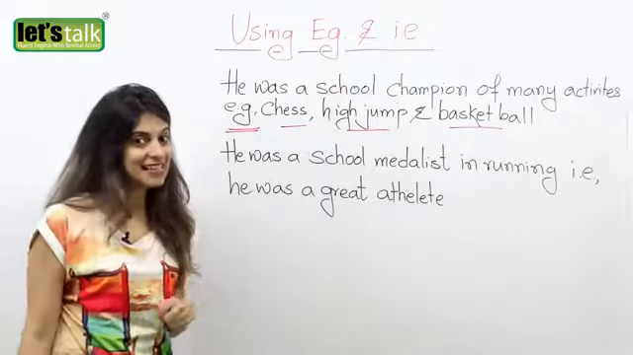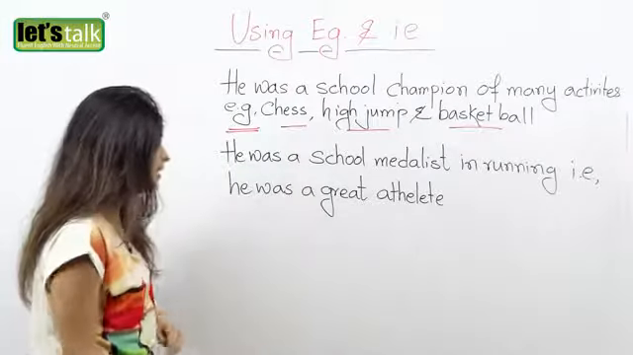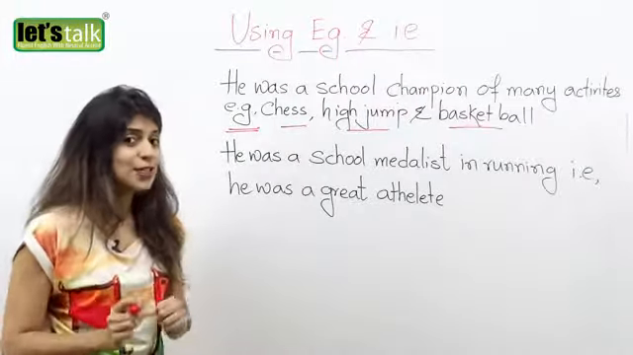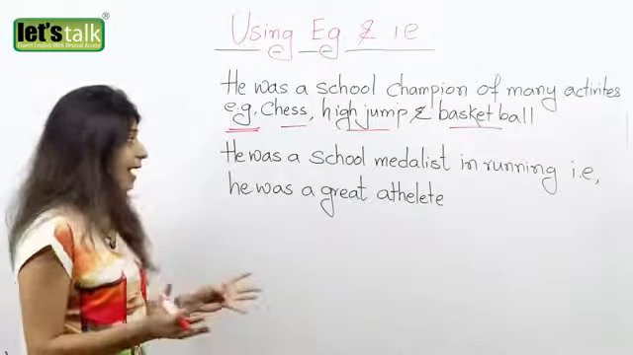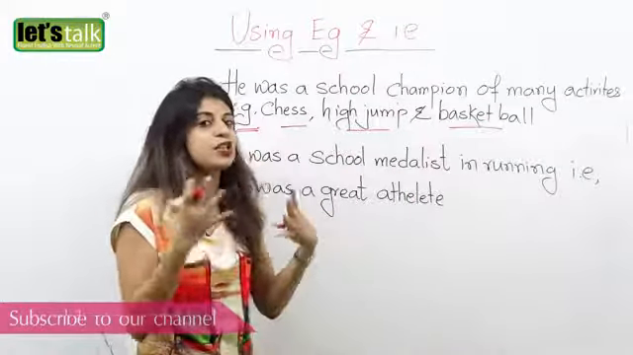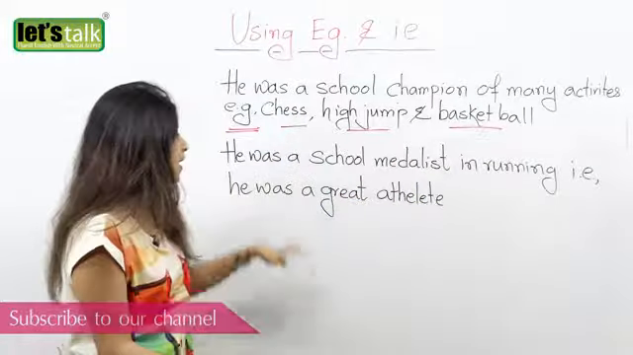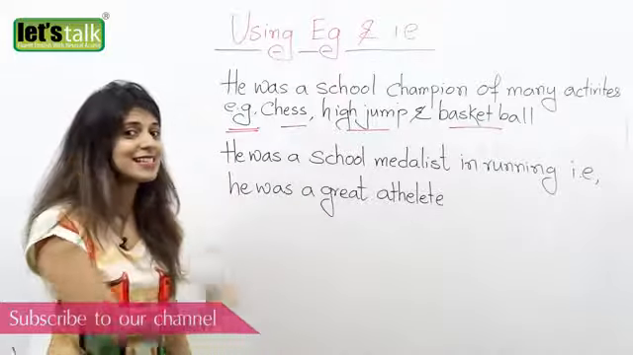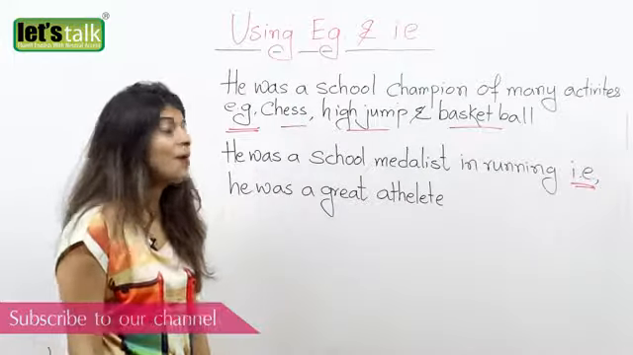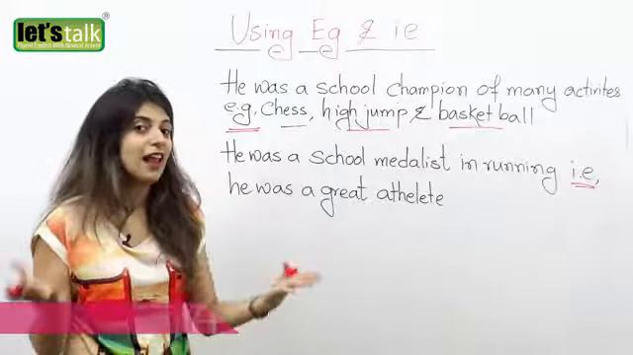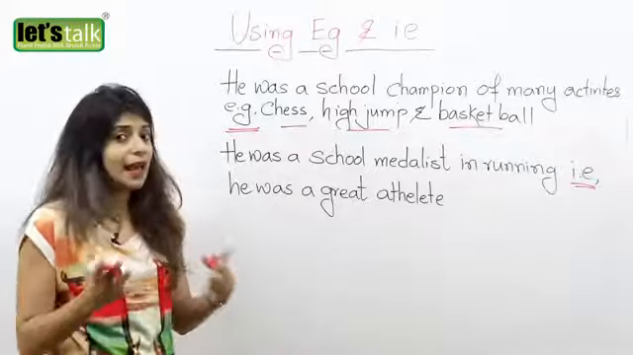If you look at the next sentence here, he was a school medalist in running, i.e. he was a great athlete. So here I am clarifying what I have just written. That yes, he was a school medalist. This means he was great in running. Now I'm explaining this in other words. He was a great athlete. And that's exactly the reason why I have used i.e. That's the abbreviated form of that is, or in other words. So, he was a school medalist in running, i.e. he was a great athlete.